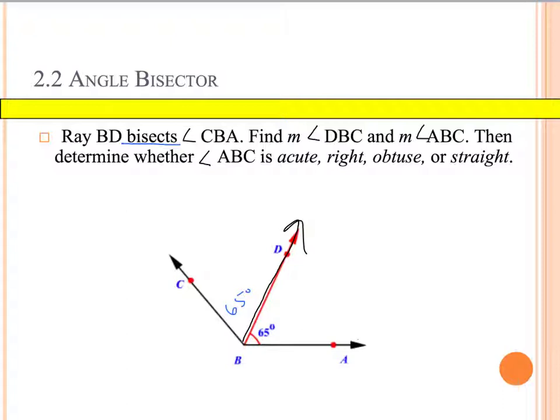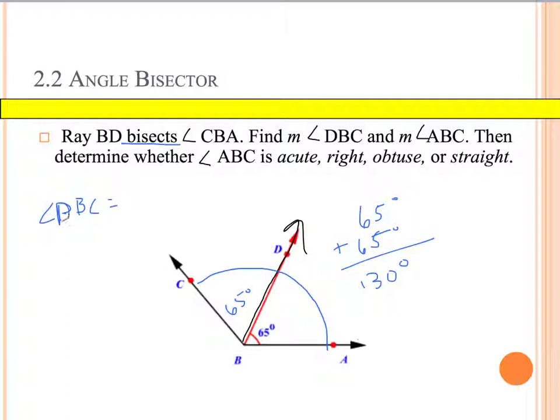Alright, so now that I know ABD and I know DBC, I can find angle ABC, which means the entire angle, this big angle right there, going all the way around, is going to be 65 plus 65, which is going to be 130 degrees. Okay, we add both of those together. Now, that means angle DBC is equal to, not P, that is a D. Angle DBC is 65 degrees. Angle ABC is equal to 130 degrees.